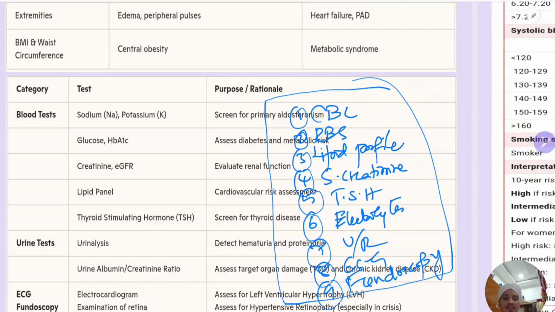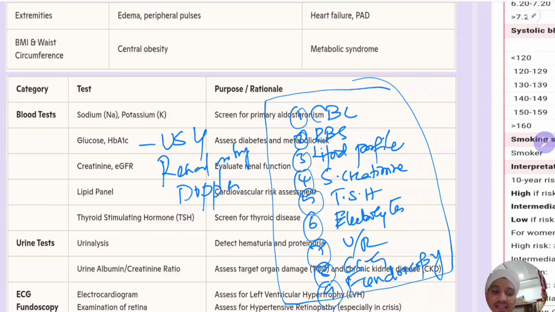If you suspect any secondary cause, then you can add further investigations. More commonly done are USG, renal Doppler, renal artery Doppler, and seeing how the kidneys are. So this is the most common second line investigation which is done. That's about the history and physical examination, step by step, how you will assess.